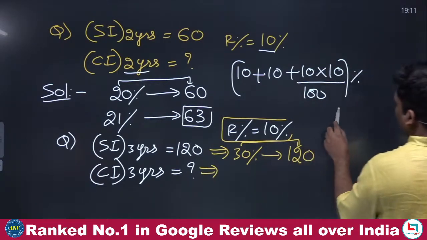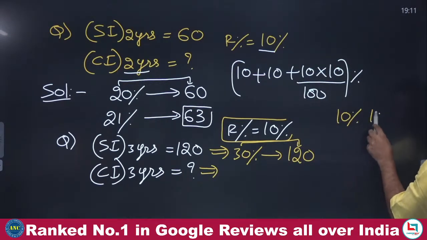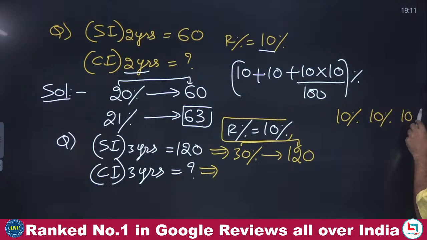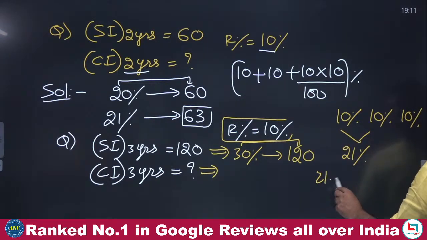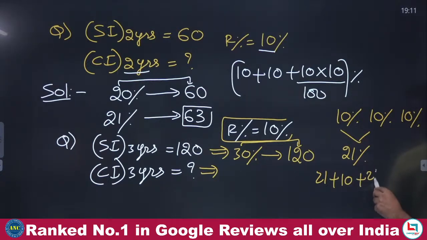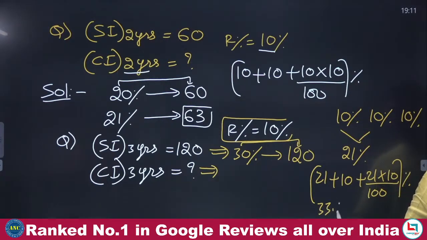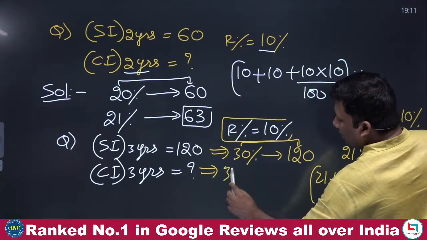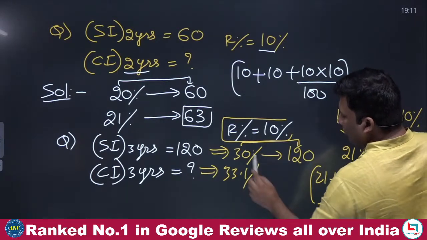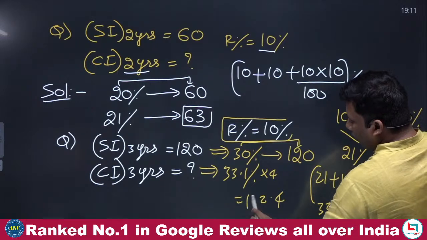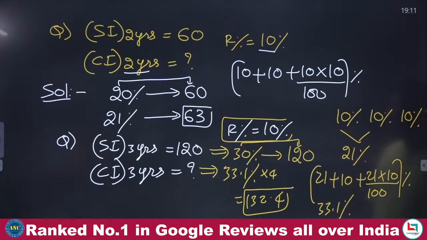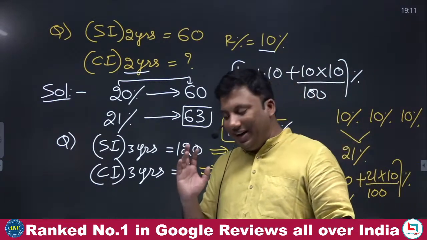CI for 3 years. This will be 10 percentage, 10. 10 with 10, it is 21. 21 with 10, this will be A plus B plus A into B divided by 100 percentage. So this will be 33.1 percentage. 33.1 percentage. 3 4s are, 4 4s are, so this is 132.4. I hope the idea is clear.